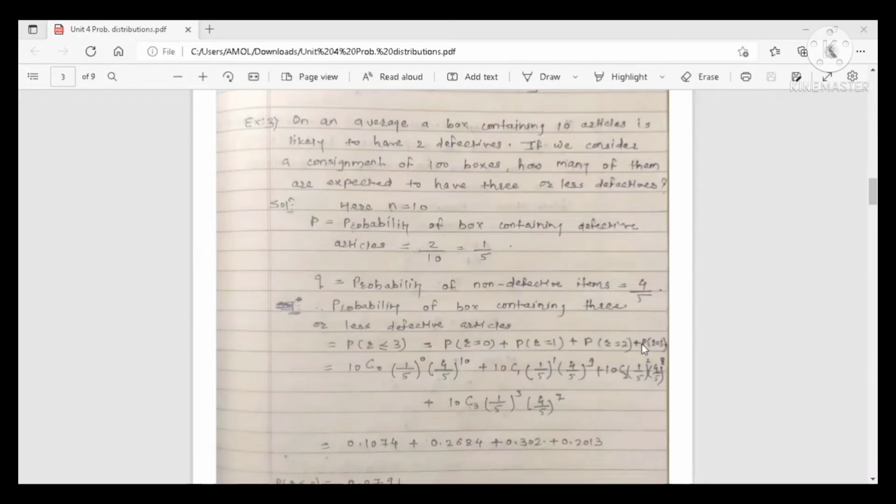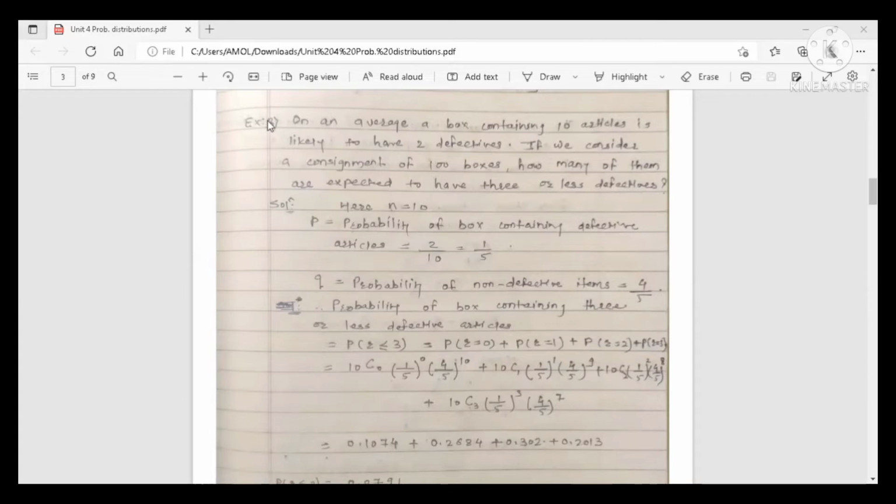Today's topic is binomial distribution. Actually, we have started this topic in the previous lecture. We have discussed the formula of binomial distribution and solved a few examples. In this lecture also, we are going to discuss a few examples on binomial distribution.